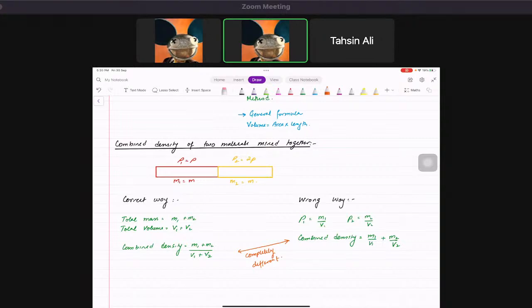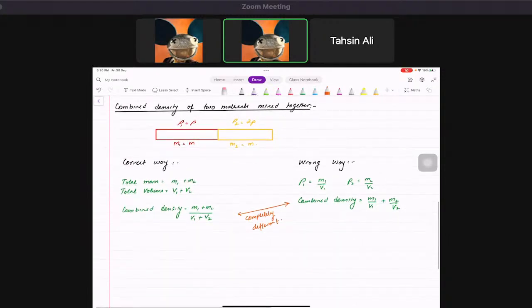Now, if I ask you, the question says, find the combined density in terms of rho of the above figure. Can you do that?